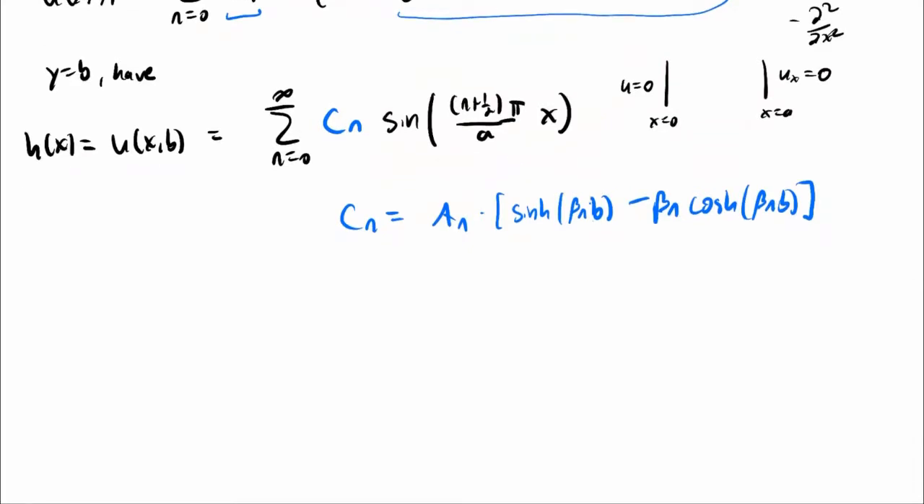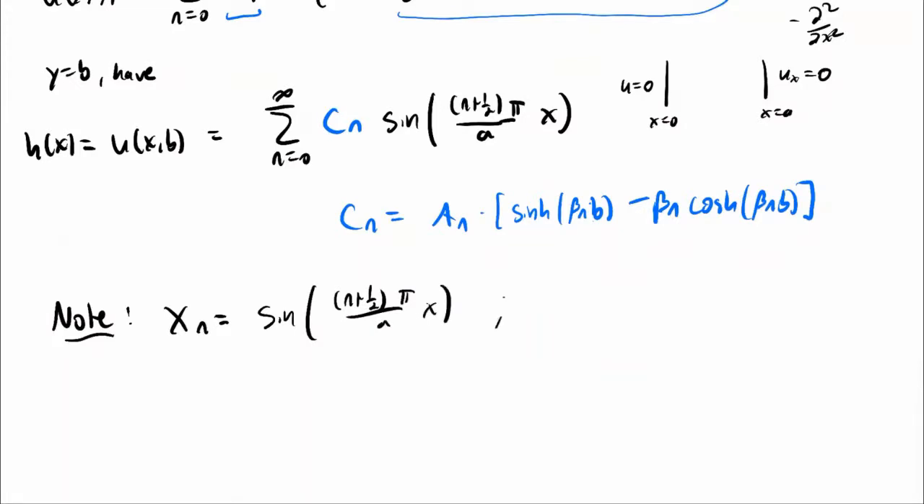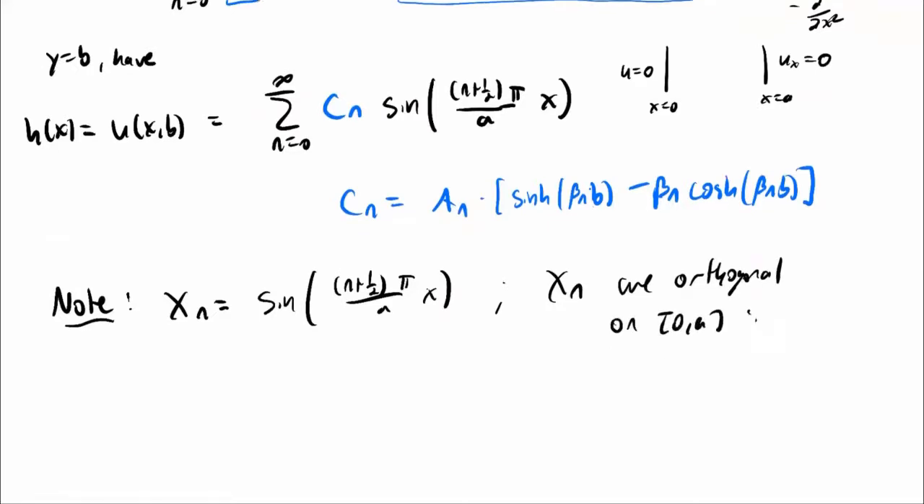If the eigenfunction perspective is a little too abstract or complicated, you don't have to worry about that, because you can just check directly that these functions are orthogonal on the domain x between 0 and a. So let me define capital Xn as sine of (n plus 1/2) pi over a times x. These are orthogonal on the interval between 0 and a in the following sense.